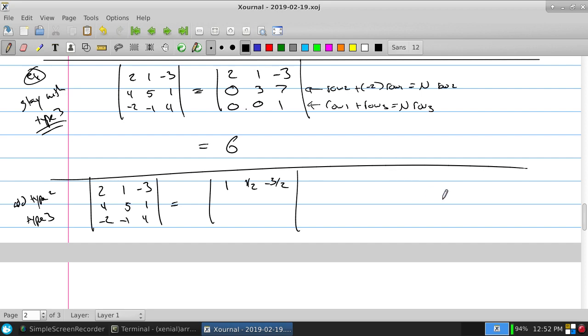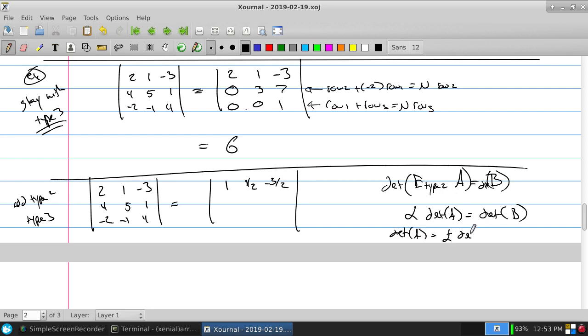Okay, so what I'm going to do is this. If I take an E type 2 times A, which I'll call B, which is row equivalent, what happens here? The determinant of this is obviously the determinant of this. But what is an E type 2 determinant? It's whatever you multiply by, which is alpha, right? So alpha determinant of A is equal to the determinant of the result. But what I really want is the determinant of A by itself. So the determinant of A is 1 over alpha times the determinant of B. You have to undo it. You multiply by alpha, you need to divide by it.